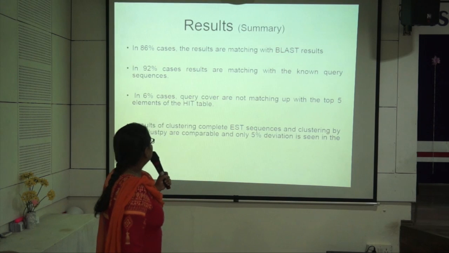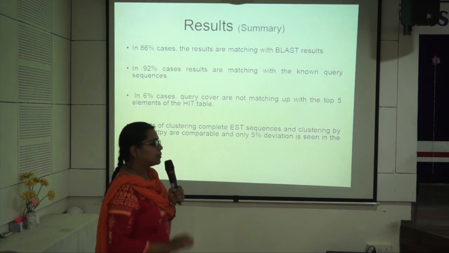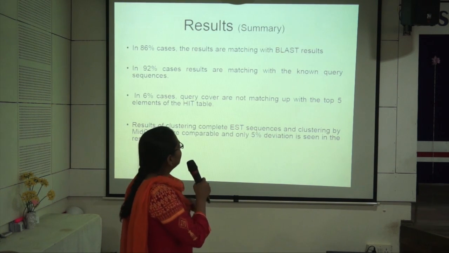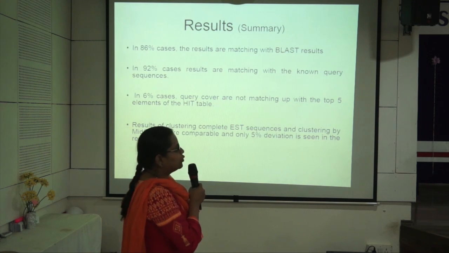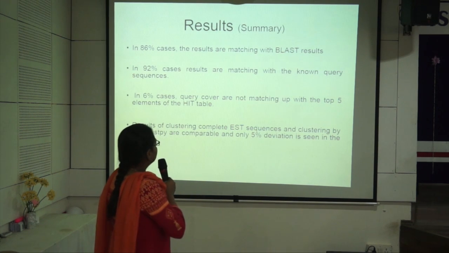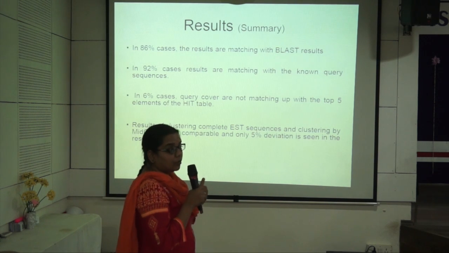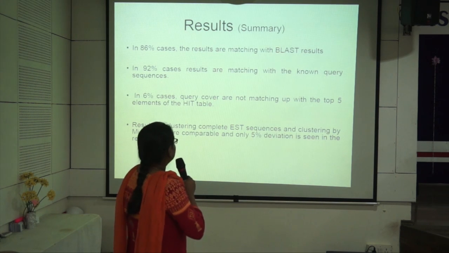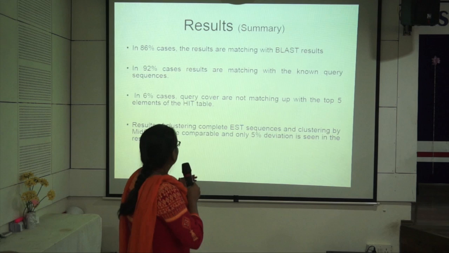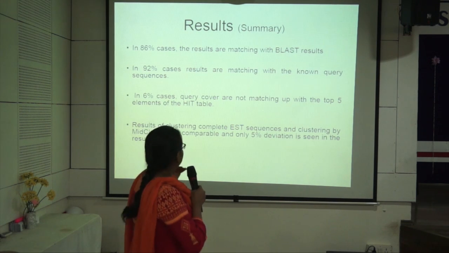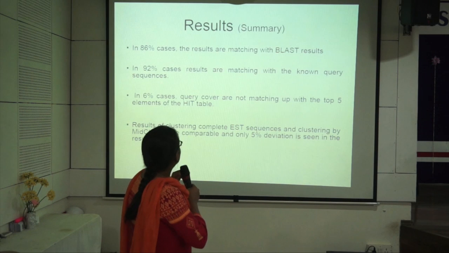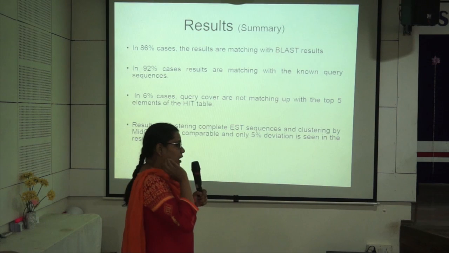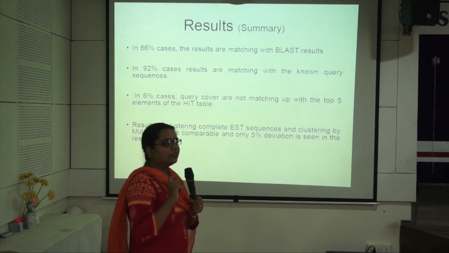So, results summary: 86% of the results are matching with BLAST. BLAST is a well-established tool provided by NCBI and more frequently used by researchers. 92% of the results match their own query, the way we have implemented mid+5. If we see, the accuracy of our algorithm is higher. In 6% of cases the query cover was matching, but not with the top 5 elements of the hit table, and thus we could see the results of clustering. The mid+5 results are also compared to the complete sequences, with only 5% deviation.